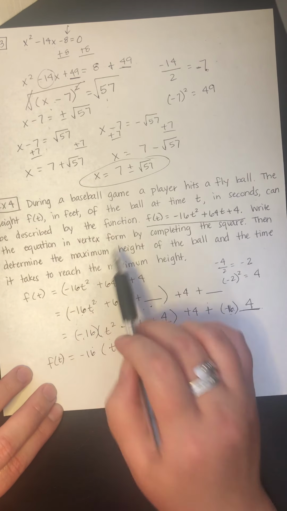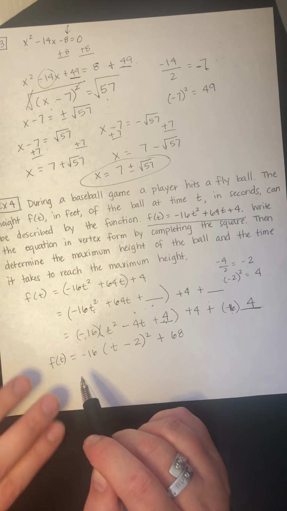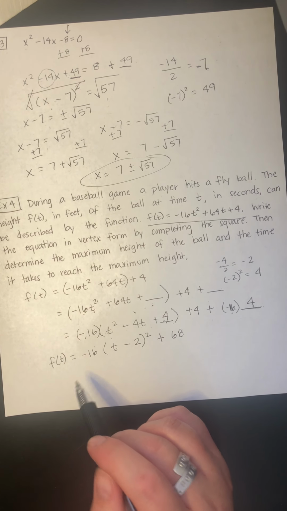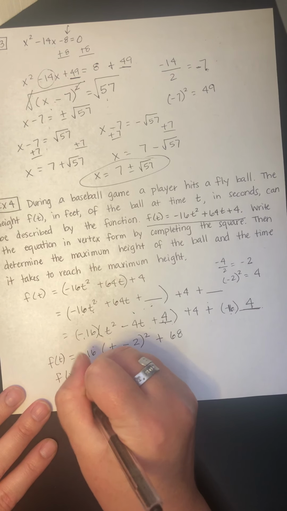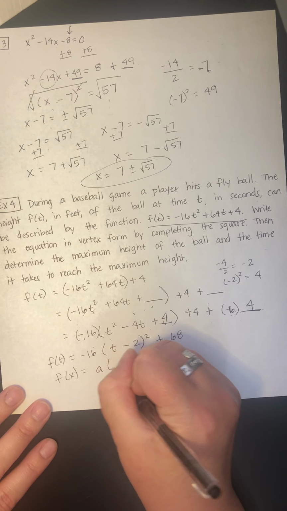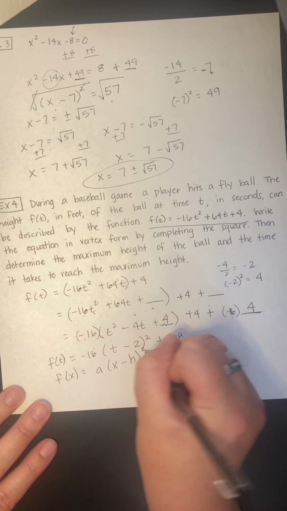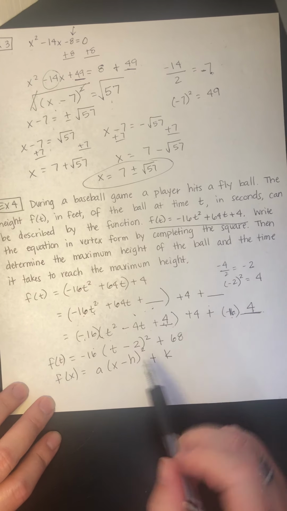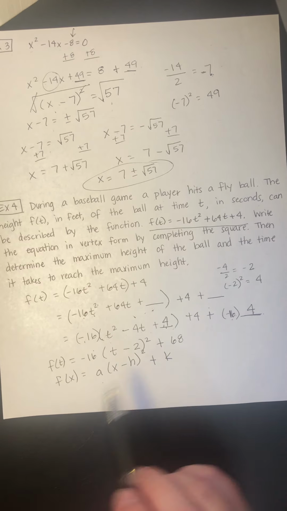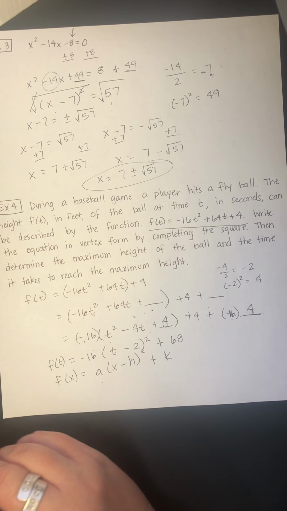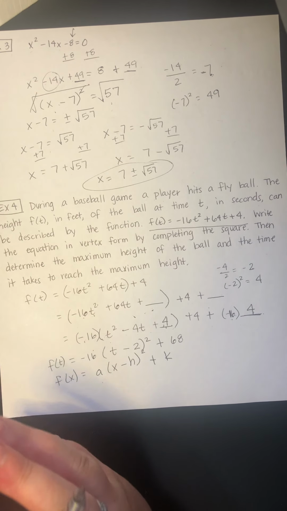Okay, now to solve this, we have our function, f of t. It asks us to write an equation in vertex form by completing the square. So we did that. Vertex form is f of x equals a times x minus h squared plus k. So we have it in vertex form. We know what a is, we know what h is, we know what k is. Now we can solve and change it to vertex form.